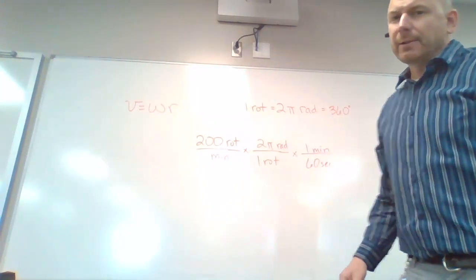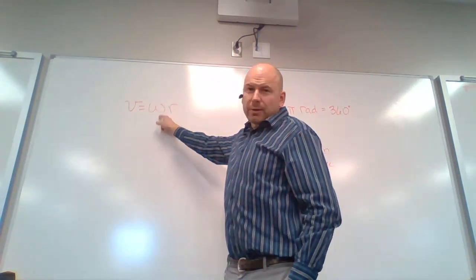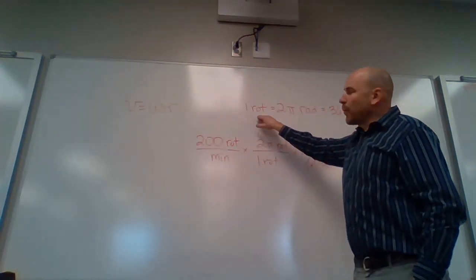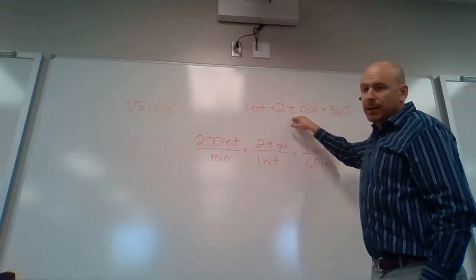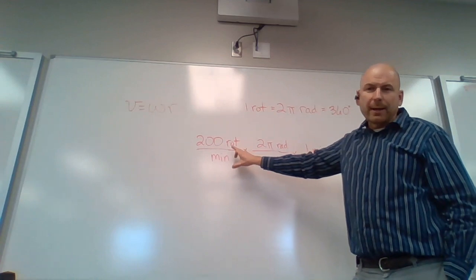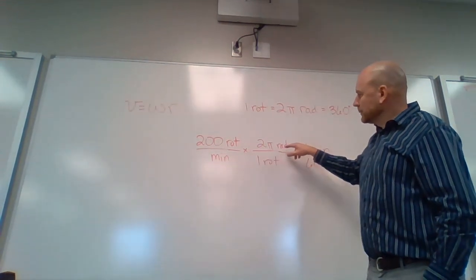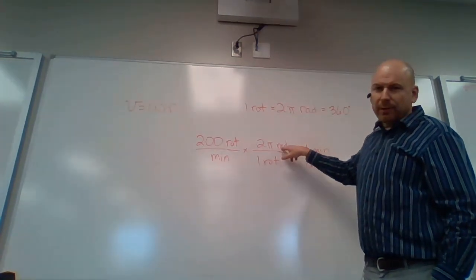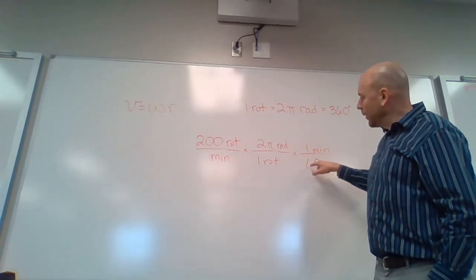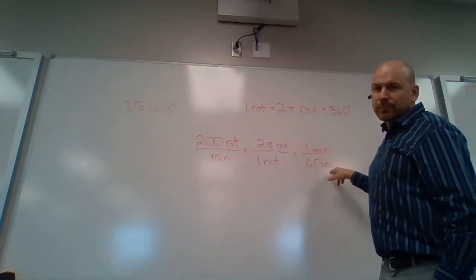For number 5, in order to use this equation, you have to convert to radians per second. One rotation is equal to 2 pi radians, which is the same thing as 360 degrees. So to convert that, rotations per minute. One rotation is 2 pi radians, so that would give us radians per minute. We want radians per second, so we're converting from minutes to seconds.